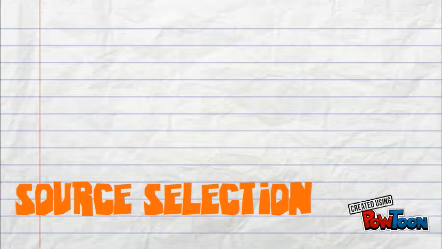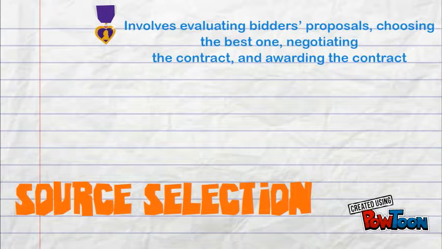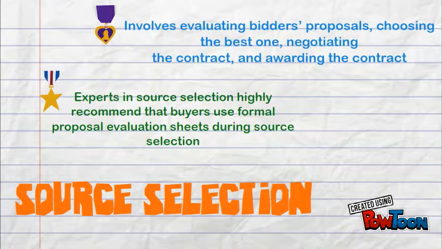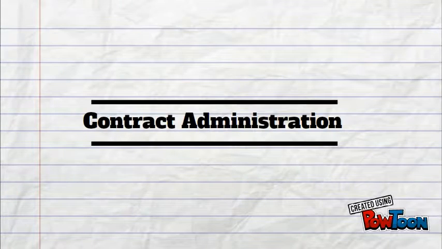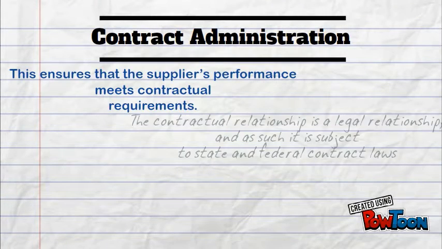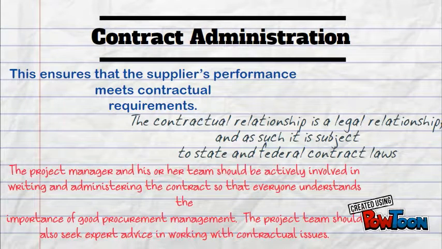Source selection involves evaluating bidders' proposals, choosing the best one, negotiating the contract, and awarding the contract. This ensures that the supplier's performance meets contractual requirements.